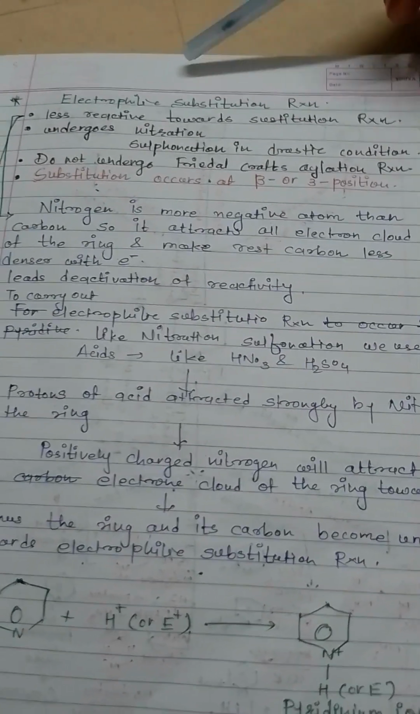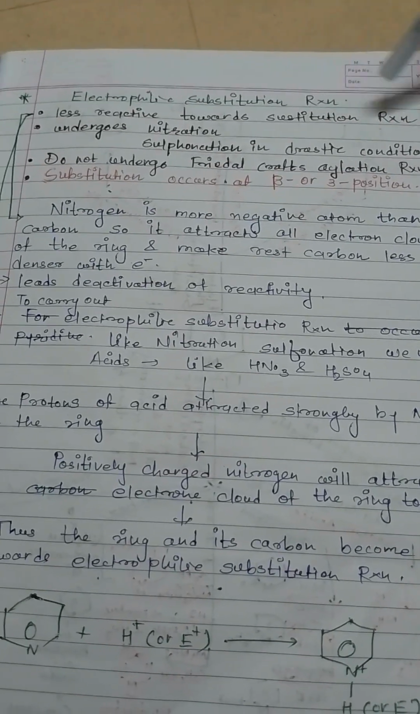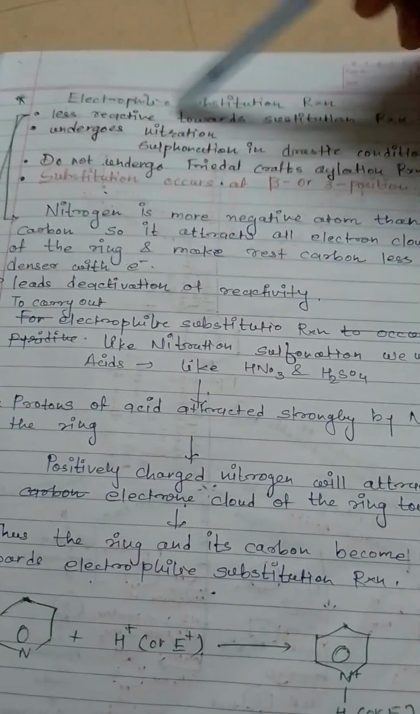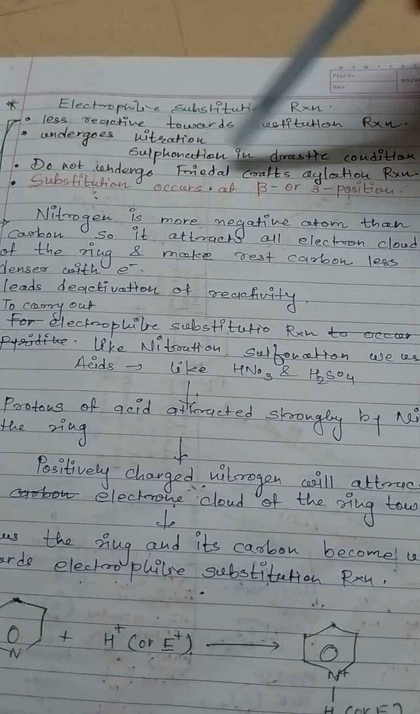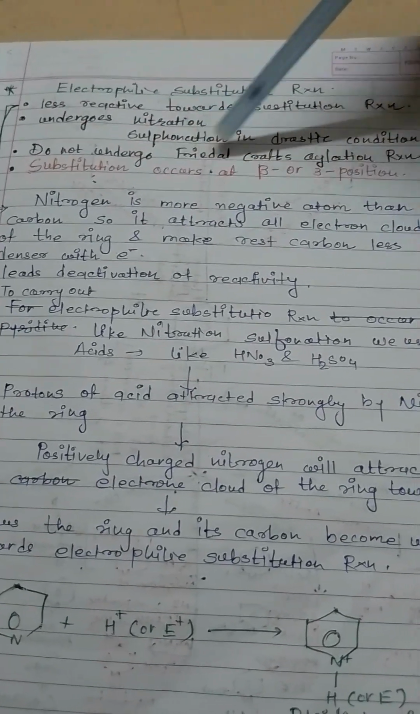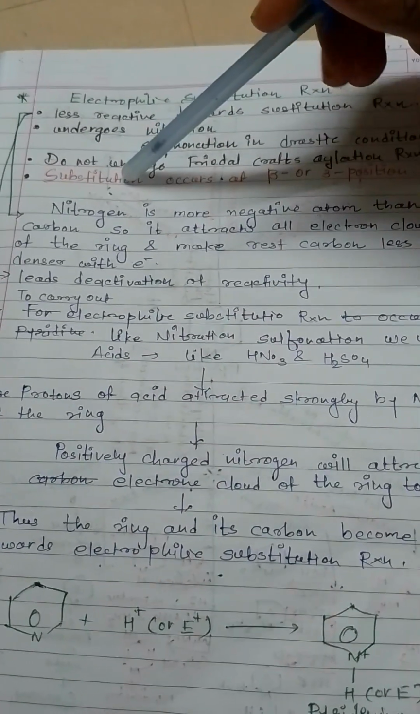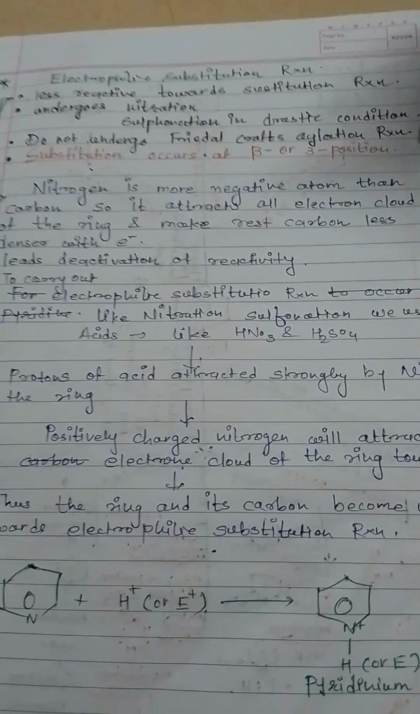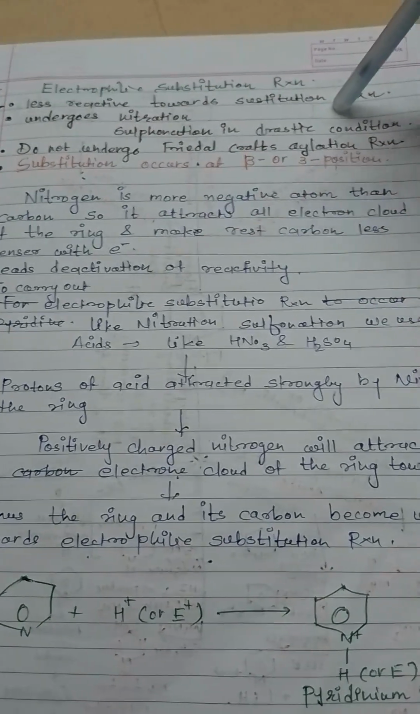Next important one that can be asked is electrophilic substitution reaction. See, the pyridine ring is less reactive towards substitution reaction. It undergoes nitration and sulfonation, but in drastic conditions. It does not undergo Friedel-Crafts acylation reaction. In case substitution occurs, it will occur at the beta or third position. Now why is this ring less reactive towards this substitution reaction?